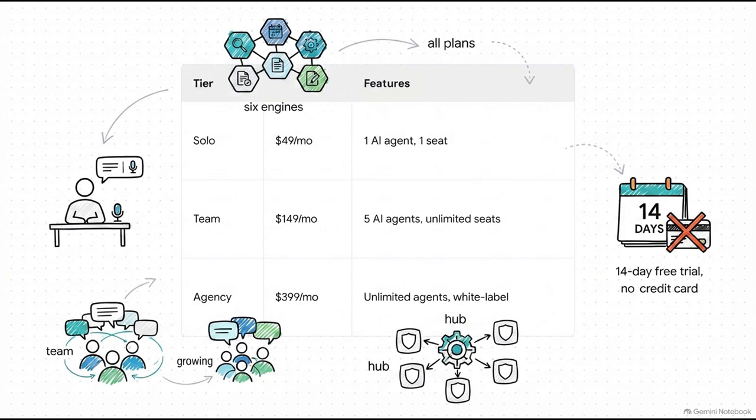The team tier is their most popular at $149 a month. This gives you up to 5 AI agents and unlimited team seats, which is perfect for a growing team that really wants to run on automation. And for the big players, the agency tier is $399 a month, offering unlimited agents and the ability to entirely white label the software. You can run isolated client sub-workspaces under your own brand and domain. Plus, they heavily emphasize a 14-day free trial with absolutely no credit card required. So you can literally set up a CRM, build an agent, and work real leads before ever paying a single dime.